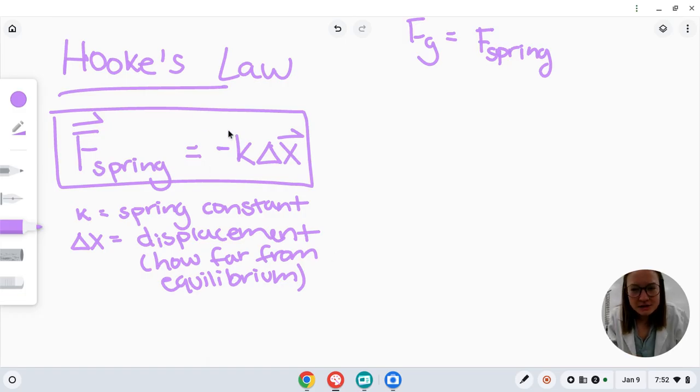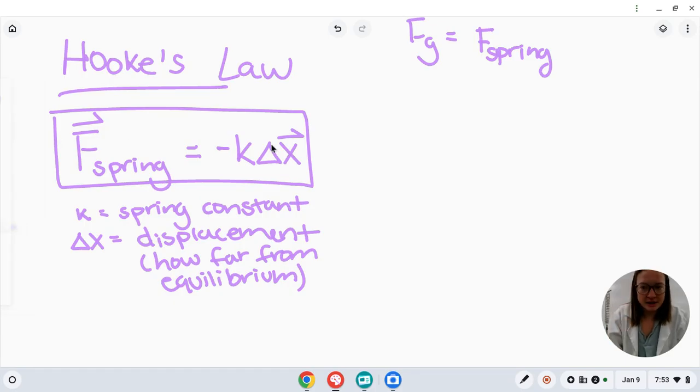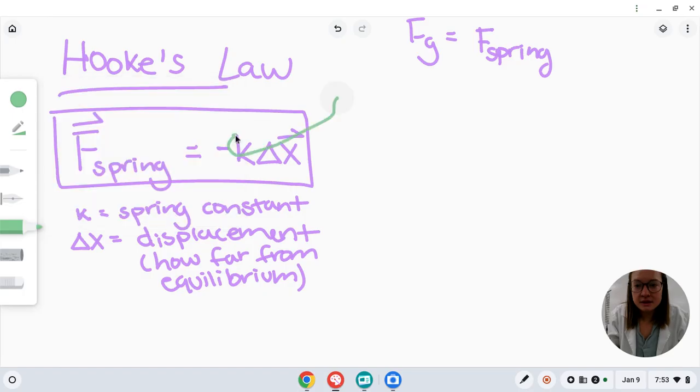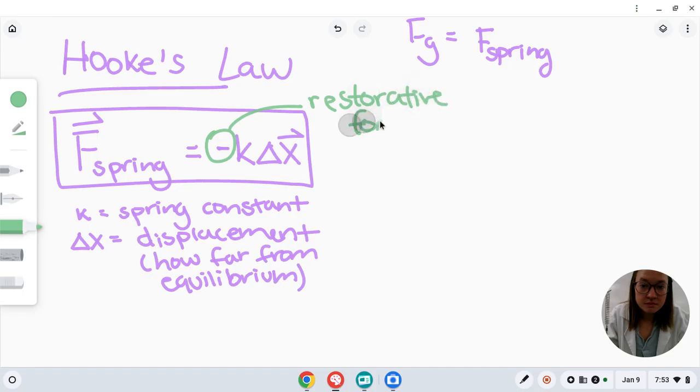Let's talk about this negative sign right here, because it's very interesting. This negative sign is a directional thing. It's showing the direction of the spring force. Notice, this is a vector, and this here is also a vector. So we have to take care of our direction, and the way that we do that is a negative sign. This negative sign means something very important about the spring force: the spring force is what we call a restorative force, because the spring force is always trying to pull back towards equilibrium.